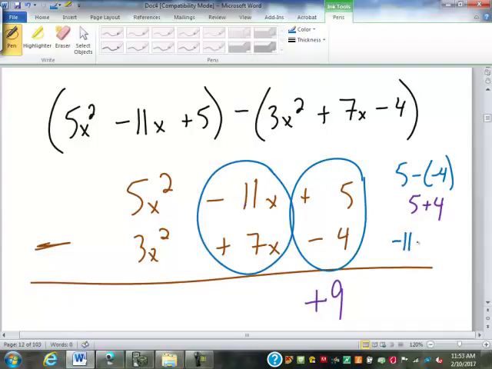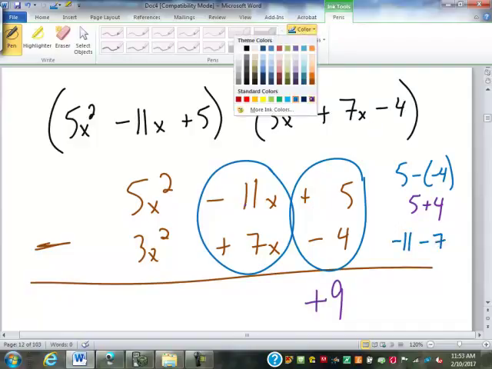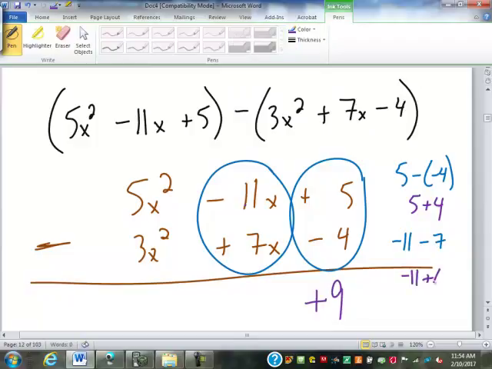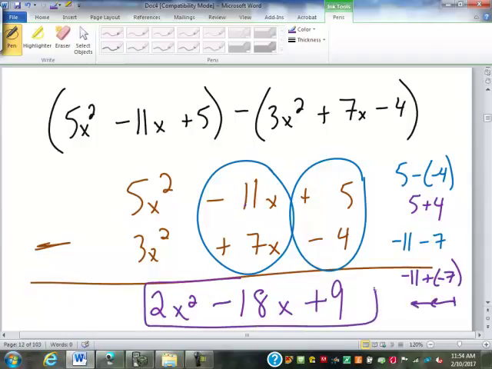Here we've got negative 11x minus 7x. So negative 11 minus 7, which is going to become negative 11 plus a negative 7. So negative 11, negative 7 becomes negative. They go in the same direction, so the 11 and 7 combine to make 18. Perfect. Negative 18x. 5x squared minus 3x squared. 2x squared. Wonderful.